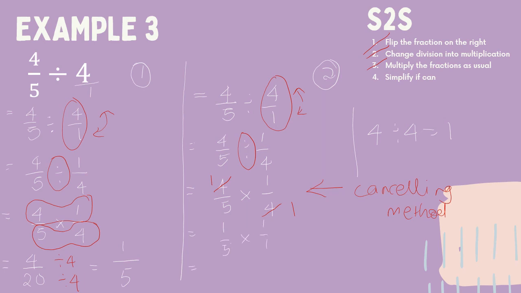And then you just multiply them as usual. Numerator times numerator, denominator times denominator. So 1 times 1 is 1. 5 times 1 is 5. And you got the same answer. Whichever method you're using for multiplying fractions, they both lead to the same answer.